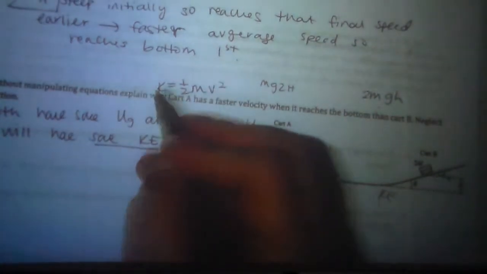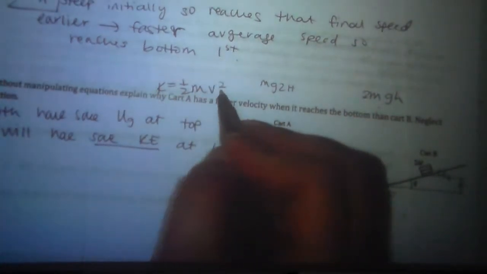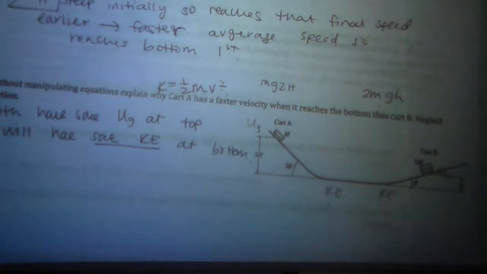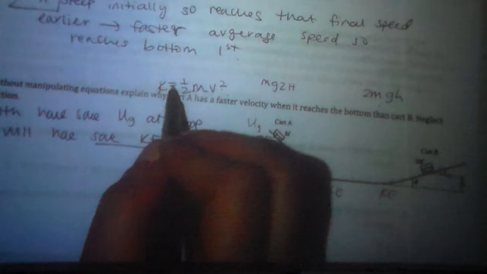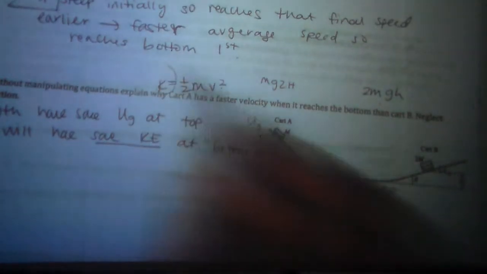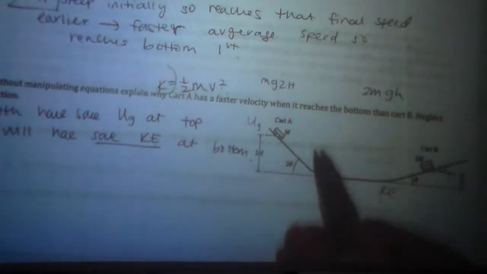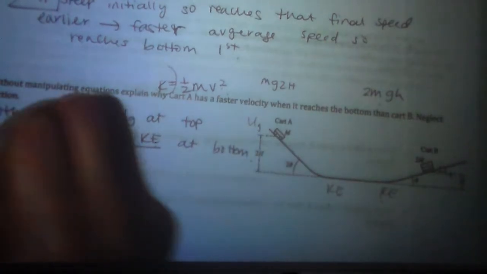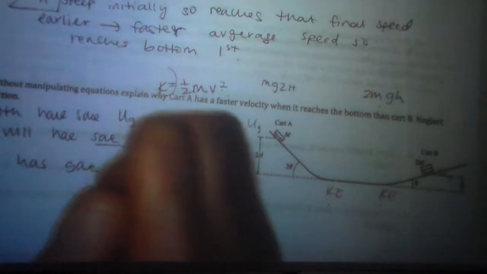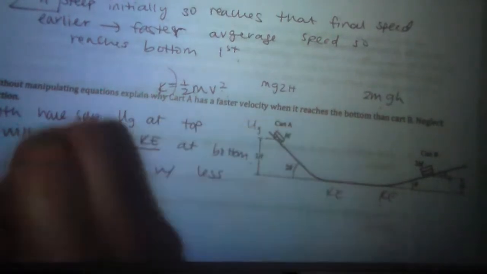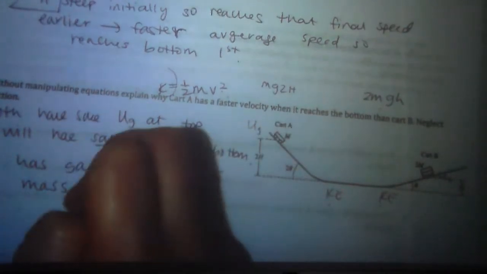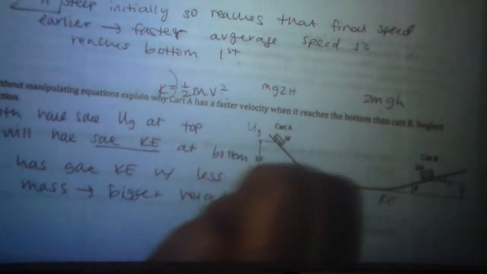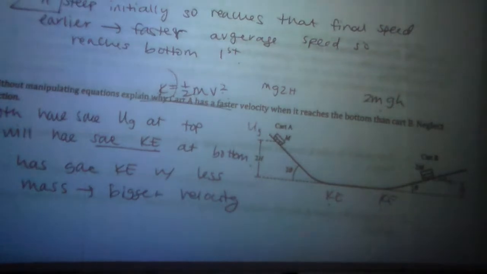So if I have the same kinetic energy and more mass, that means less velocity. If I have the same kinetic energy and less mass, that means more velocity. Again, I can only say that because it has the exact same amount of kinetic energy. So same kinetic energy at the bottom. Part A has the same kinetic energy with less mass, so that must mean it has a greater velocity because of this relationship right here.